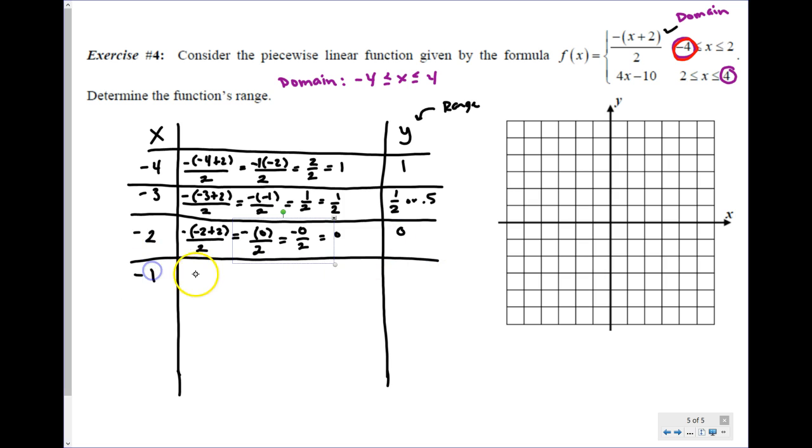Next integer I want is negative 1. So I get negative 1 plus 2 over 2. That simplifies to negative 1 over 2. So I get negative 1/2 for this, or negative 0.5, either one.